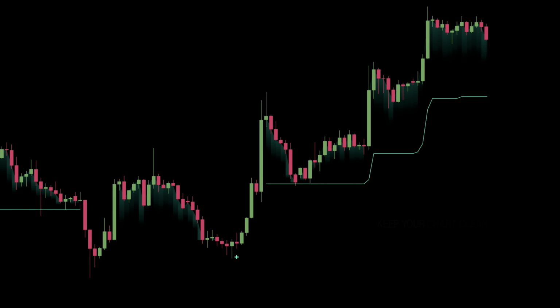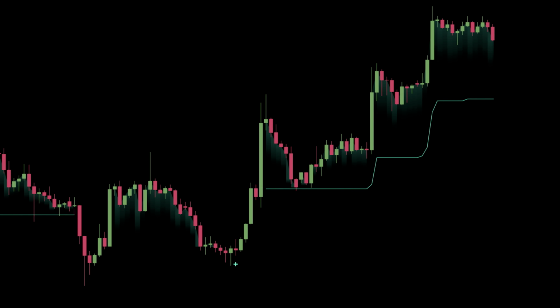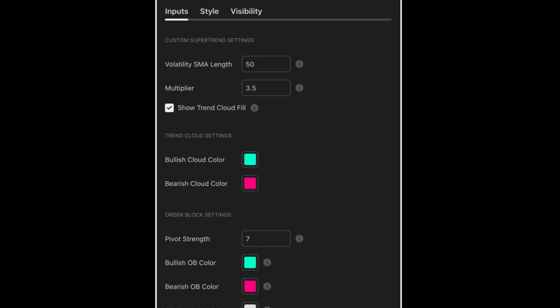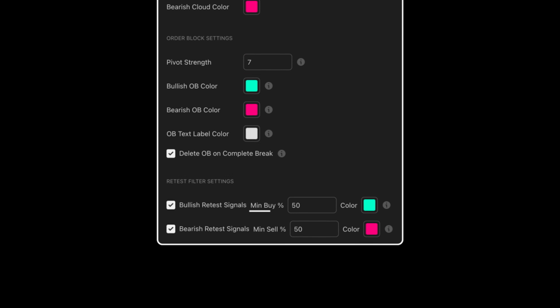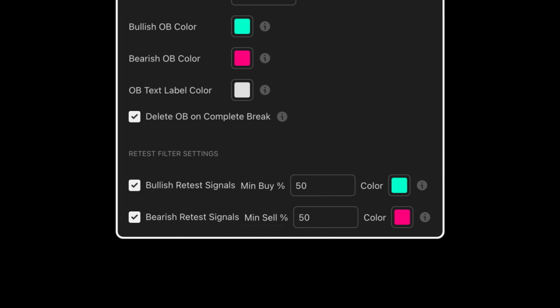Now here's the part most traders would miss completely. There are two fields buried in the settings that quietly decide whether a zone ever actually becomes a signal. Open the settings, and you'll see them. Min buy percent and min sell percent, both sitting at 50 by default. Most traders would look right past these.